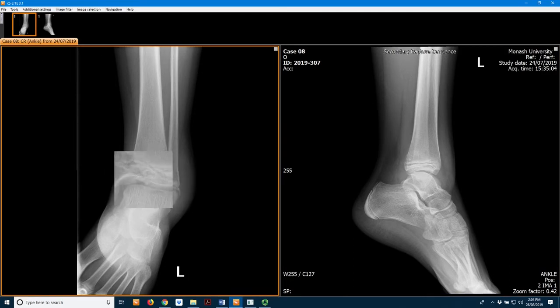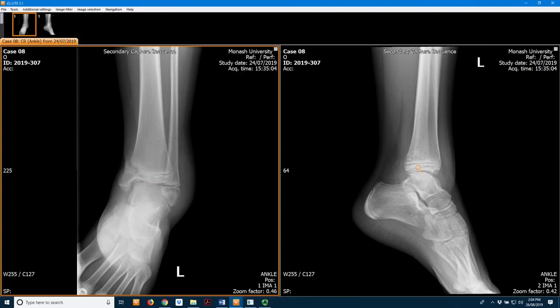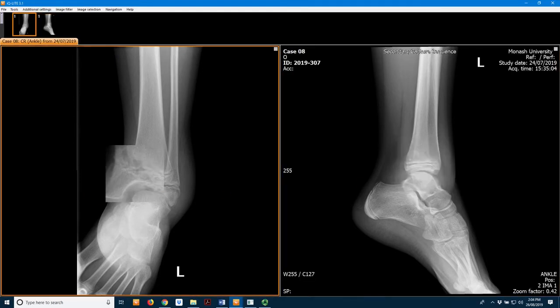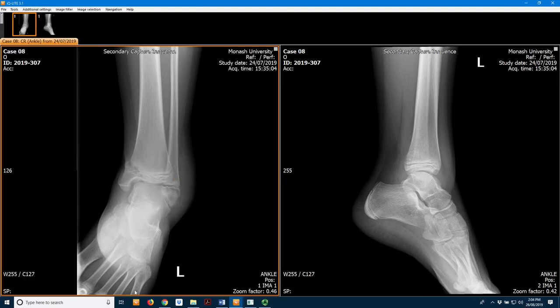It involves the epiphyseal plate, and when you view the image, you'll be able to see especially on the AP view, that lucencies are going through the epiphyseal plate, which makes it a Salter-Harris type 4 fracture, and we can see that there is some significant soft tissue swelling.